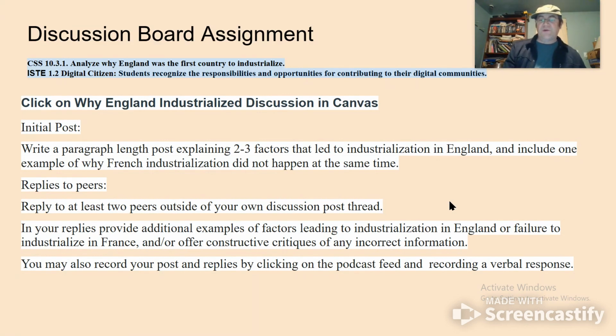You may also record your post in an audio file by clicking on the podcast feed and recording a verbal response either to the initial post or to the peers. And then on the assignment page, there is a rubric. Click on the 3 dots towards the right. Click on those to find the rubric.